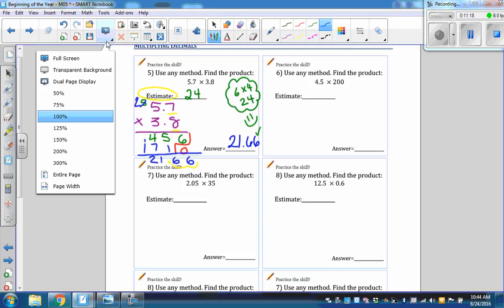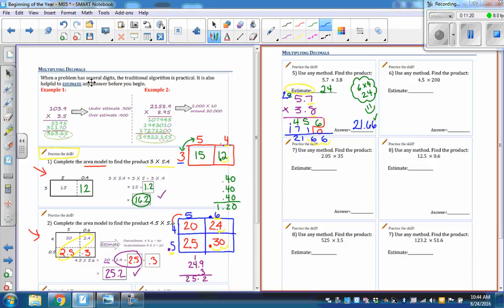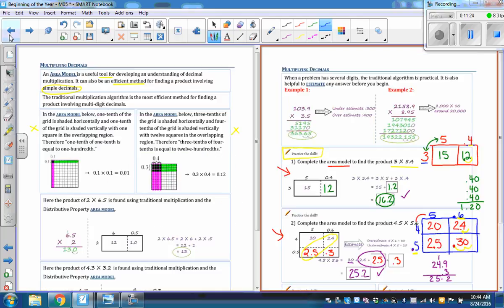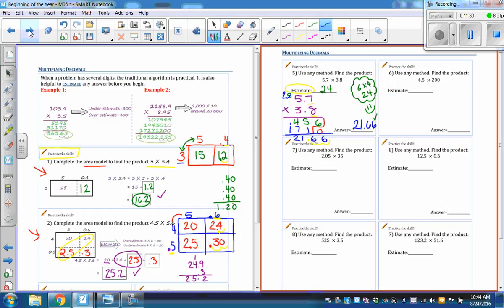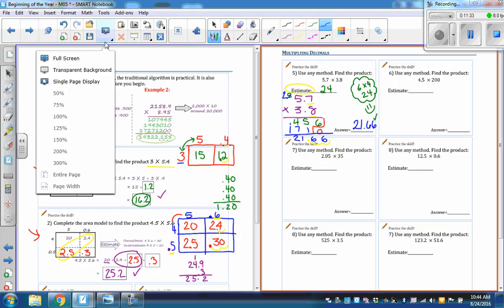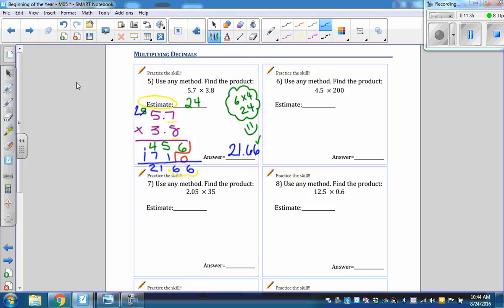previous page, the area model is especially useful when you have simple decimals. That's when it's especially useful. It maybe isn't useful all the time. But for this problem, it's very useful for me because the decimals are very simple.